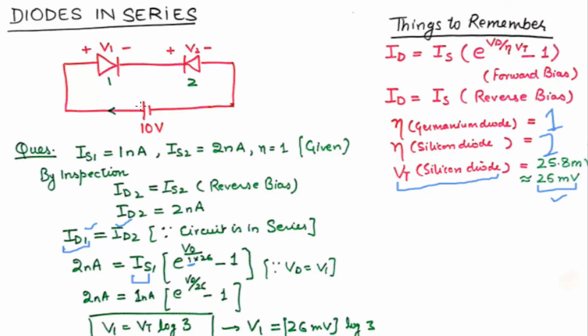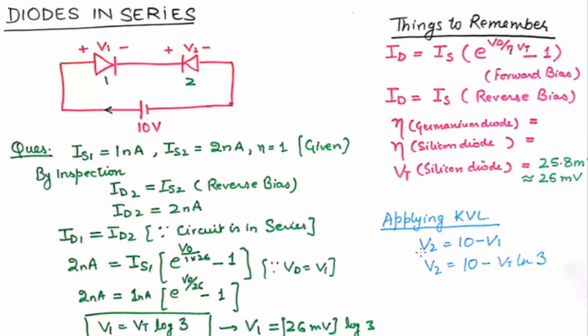And then you can apply Kirchhoff's voltage law and see what all voltages are being dropped and what all voltages are being generated. So V2 can now be found out by subtracting V1 from 10. So that's pretty simple. And V1 is already calculated. You need to calculate this using the calculator. This is log to the base natural log. Voltage at diode 2 will be 10 minus Vt log of 3. And that's how you calculate the voltage of the diodes and the currents of the diodes.